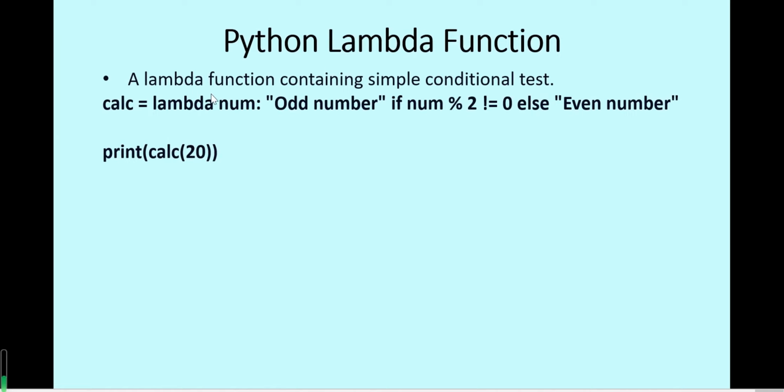So the next example is a Lambda function containing a simple conditional test. We can write lambda number, this is the argument. Inside the function, we can print odd number if the remainder of the number divided by 2 is not 0. Or else we can print even number. So when we call this function, we can use the print function with the Lambda function object, then pass 20 as the value to the argument.